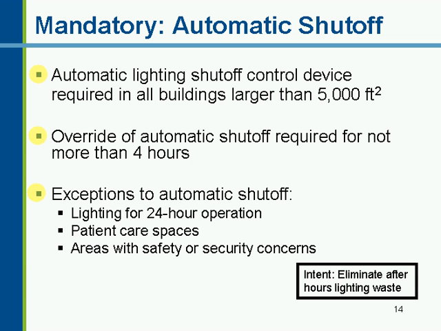If you have lighting that's intended for 24-hour operation, of course, it makes no sense to have an automatic shutoff. If you have a patient care space, there's a potential safety issue, and so you do not have to have an automatic shutoff in those spaces. And similarly, there might be a safety or security issue in another type of space other than patient care. In this case, you will need to make the claim to the building official that there is a safety or security concern, and if they agree to that, then this requirement goes away for that space as well.